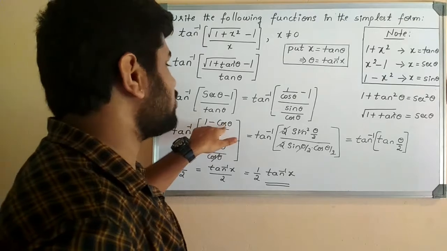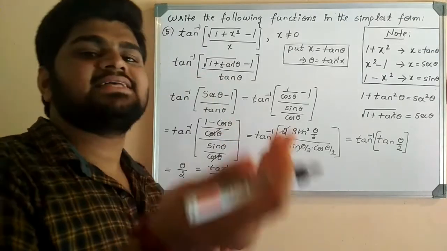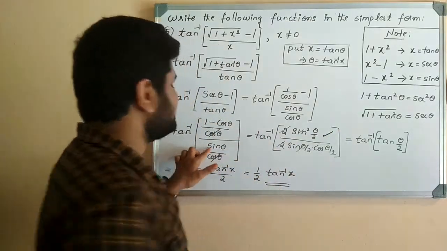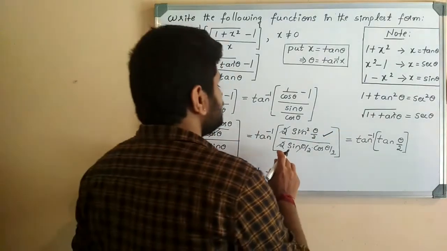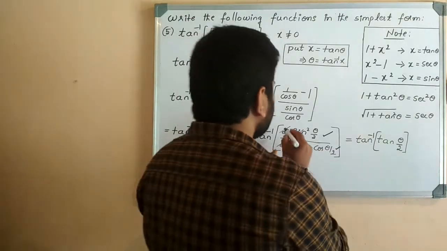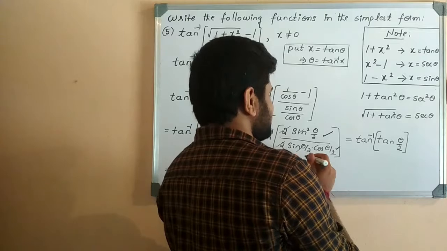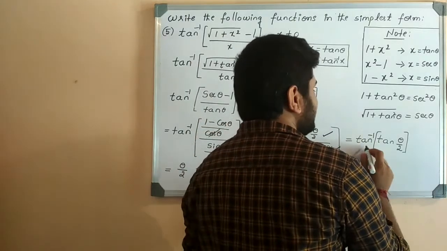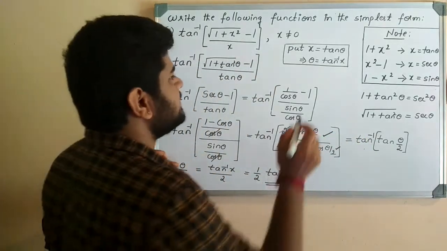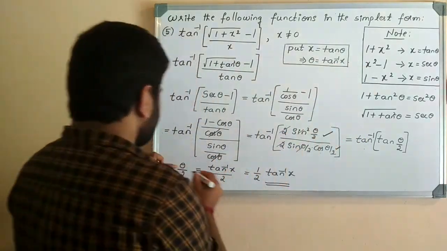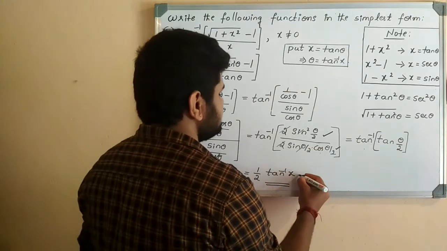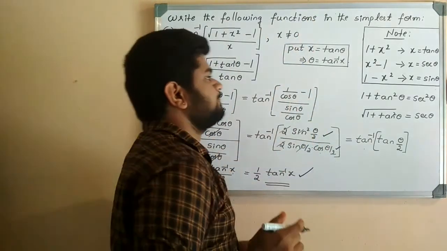So the 1 minus cos theta formula is 2 sin square theta by 2. And for sin theta, the half angle formula we are writing, 2 sin theta by 2 cos theta by 2. So next, 2 gets cancelled, sin gets cancelled, sin by cos is tan. Tan inverse of tan theta by 2. So here theta means tan inverse x, by 2. Half tan inverse of x is the simplest form of this question.